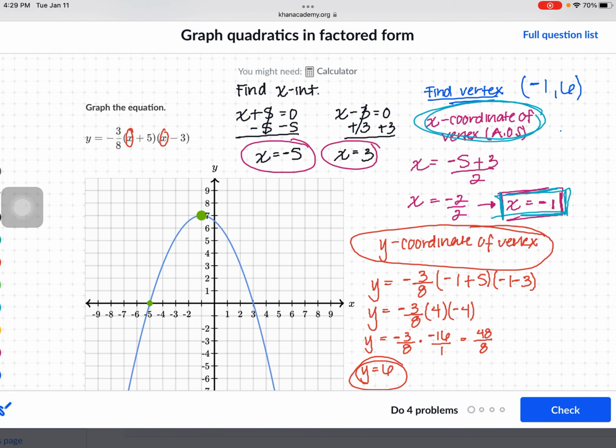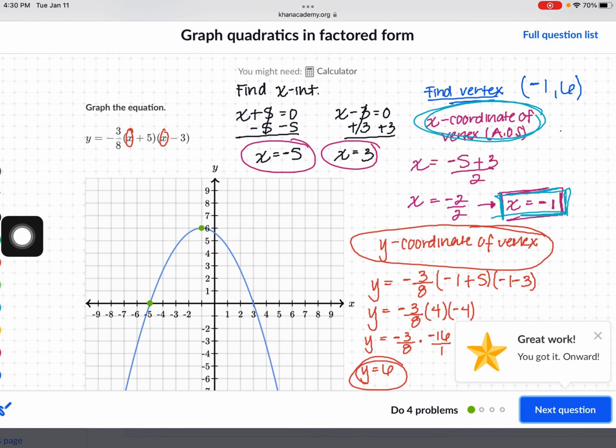Now, if you have your vertex incorrect, it's not going to mark your x-intercept. So make sure you graph your vertex correctly, and let's go ahead and check our answer here. And we got that correct.